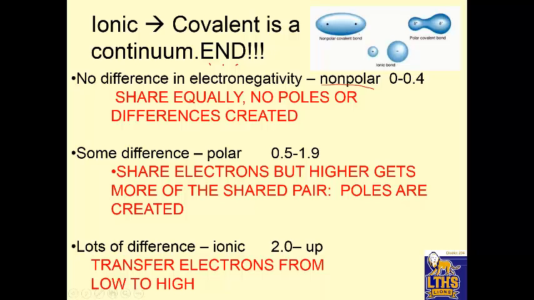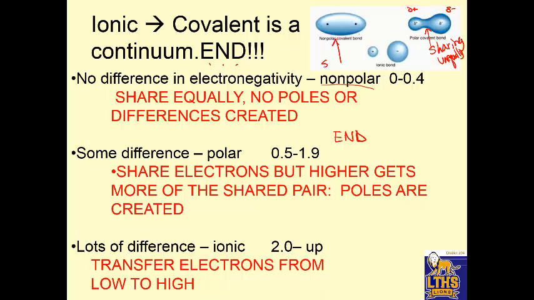Now, what if you have two atoms that are not sharing equally, meaning that their electronegativity difference is 0.5 to 1.9? That means that they're sharing electrons, but the higher electronegativity gets more of the shared pair. So there's poles created, kind of opposites created. Here's two atoms sharing electrons, but this atom has higher electronegativity, so it pulls the electrons closer to its side of the bond. This side of the bond is kind of positive because it's lower electronegativity, and so the electrons are being pulled away from it even though they're sharing. Sharing unequally.